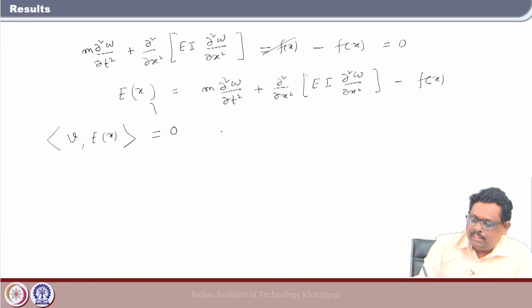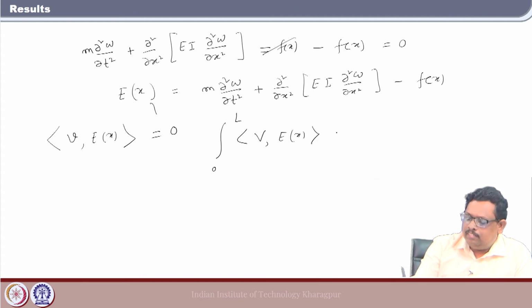Now, how do I define this? I define it this way: if I integrate from 0 to L, then v comma E of x, this error, should be equal to 0. So, this is my orthogonality condition. Now, it is a bit mathematical, but the application is pretty easy.